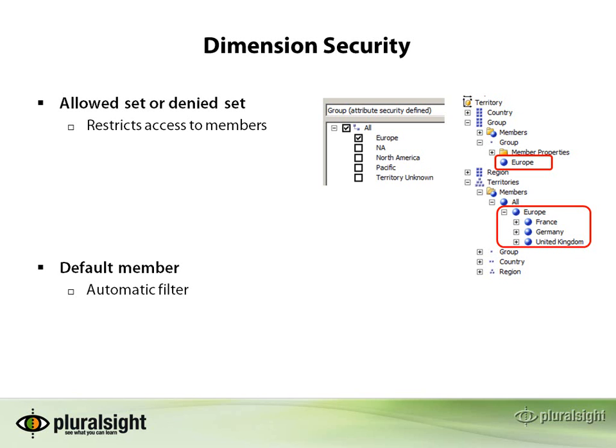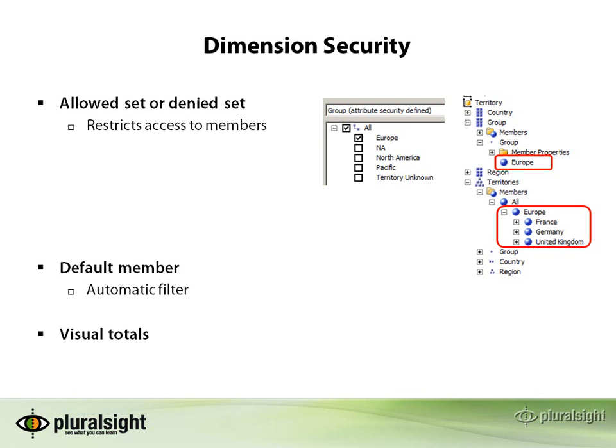But that's not the same as restricting access to members. If they had a query that asked for all product categories, for example, they'd be able to get that information as long as they were allowed access to those other members. So a default member is just a way to facilitate filters in queries automatically, and we'll see an example of that in a demonstration later.